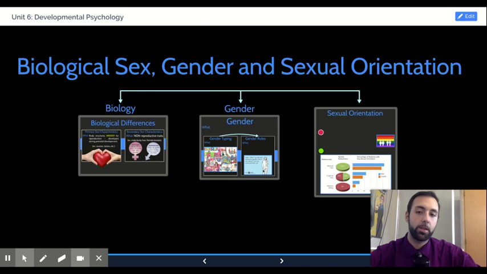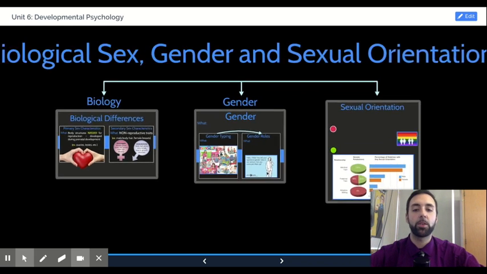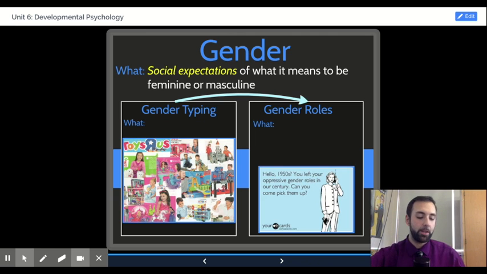To proceed onward, talking a little bit now about the concept of gender. So not quite just biological sex, male versus female. Gender is the social expectations of what it means to be feminine or masculine. And that can vary depending on time period. That can vary depending on culture as well. So it's whatever the society subscribes to in terms of the definition of feminine versus masculine.